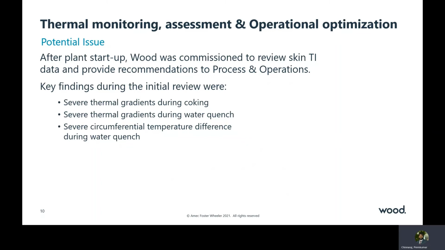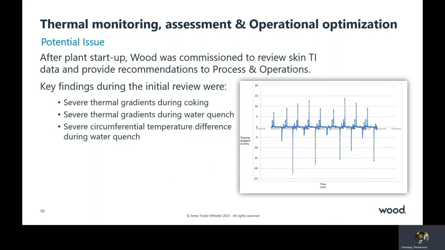After startup, we observed severe operation in all 4 drums, and a representative thermal gradient plot collected from one drum is shown here. As you can see, the thermal gradients calculated based on collected data are severe, that is, greater than 10 degrees centigrade per minute, both during coking and quench. These high gradients will have a significant impact on the fatigue life of the skirt. Similarly, the temperature differential in the circumferential direction at this elevation was also higher during water quench. This is the primary cause for bulging and cracks induced in the shell courses.